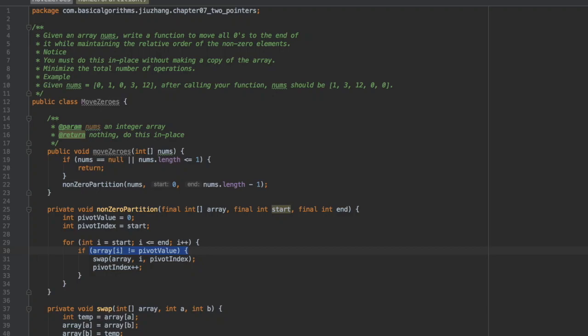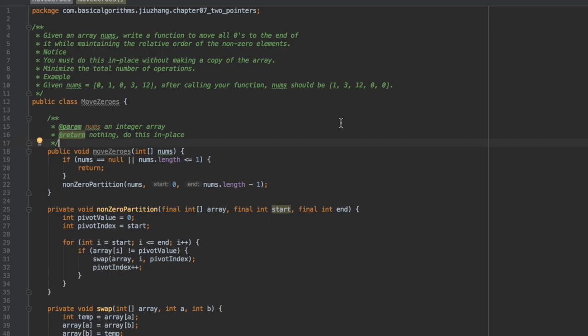Now let's have a look at the question where we can use the partition technique we used in quicksort, where we have two pointers that are both moving from the left to the right. So here we have an array. We need to write a function to move all the 0 elements to the end of the array.